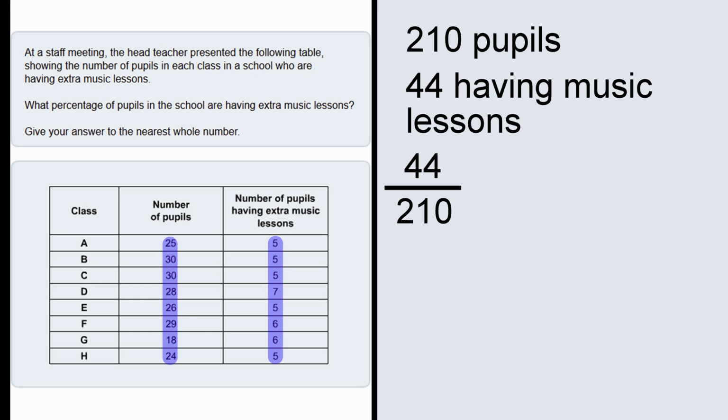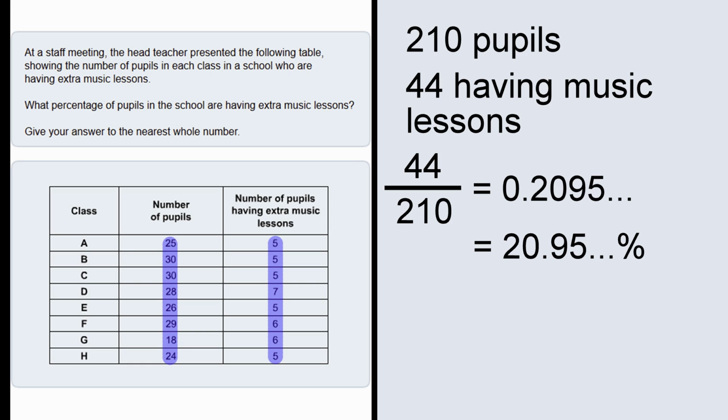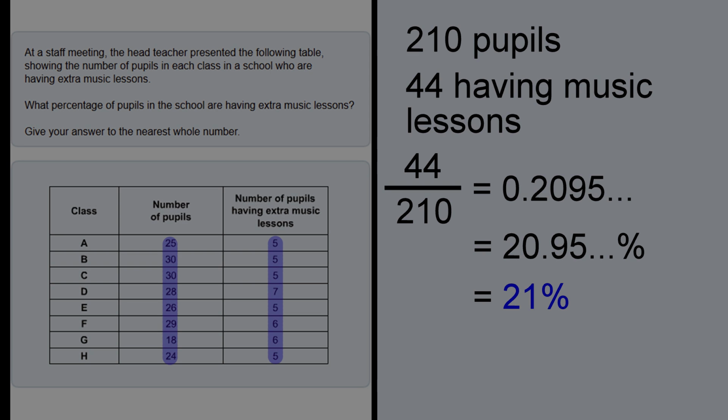And if you do 44 divided by 210 in your calculator, you get that that equals 0.2095... But it wants our answer as a percentage, so we need to multiply that by 100 to get 20.95... But finally, we need to give our answer as a whole number, so we're going to round this up to 21%, and that is the answer.